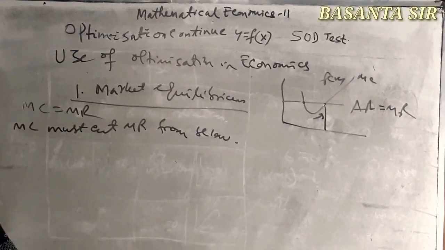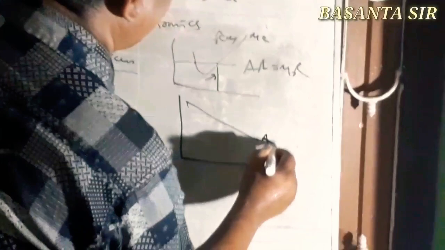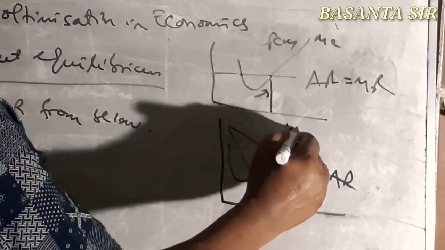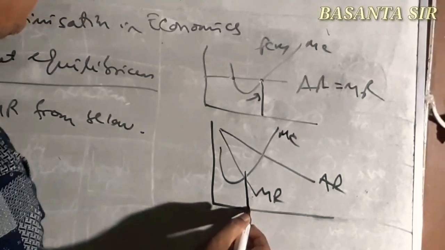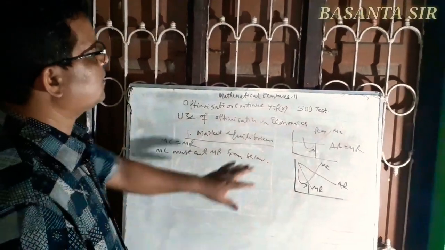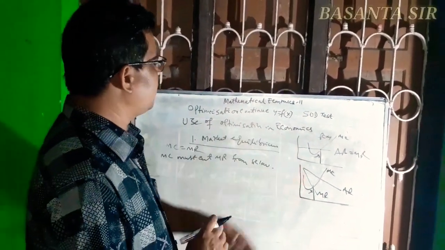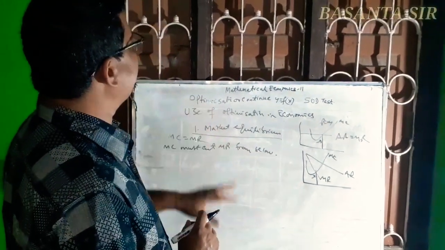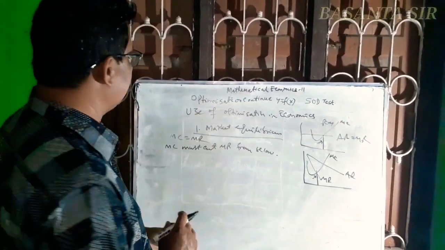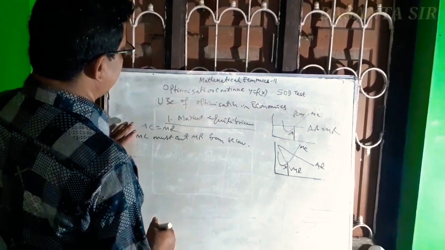In case of a monopoly market, we find that AR and MR both are falling, but MC cuts MR. This is the point of equilibrium because MC is rising to cut MR from below. These two conditions we have read in microeconomics in semester 1, and the proof of this can be given mathematically while we study optimization in case of a single independent variable. So for proof of these two conditions, we go for mathematical proof.